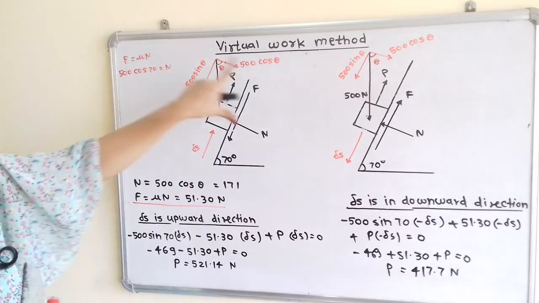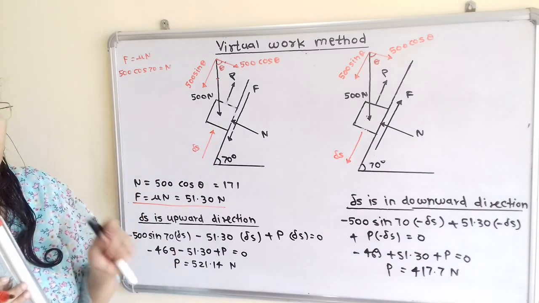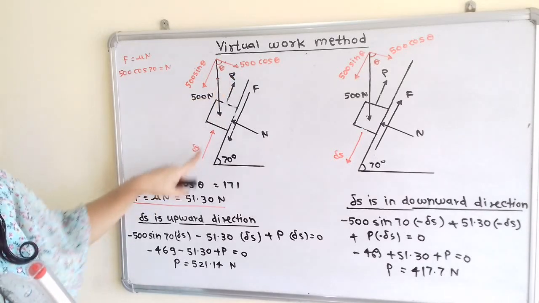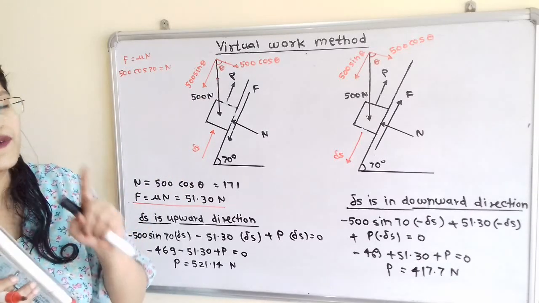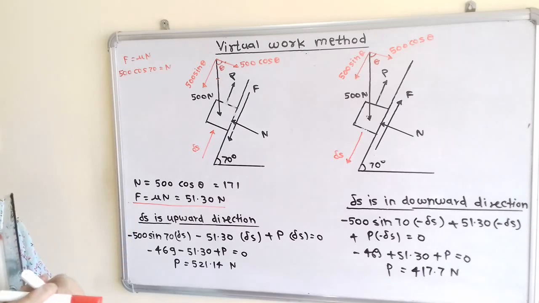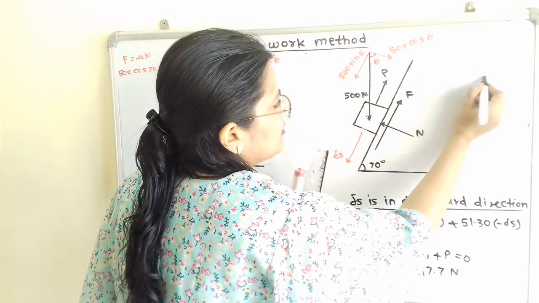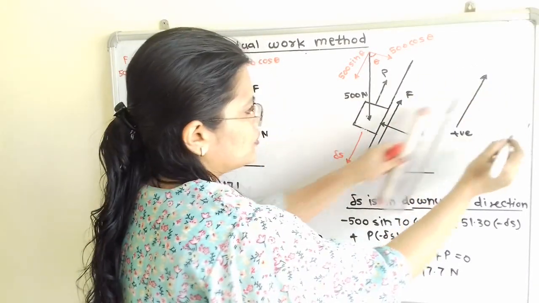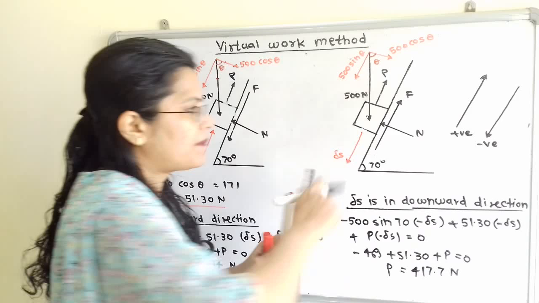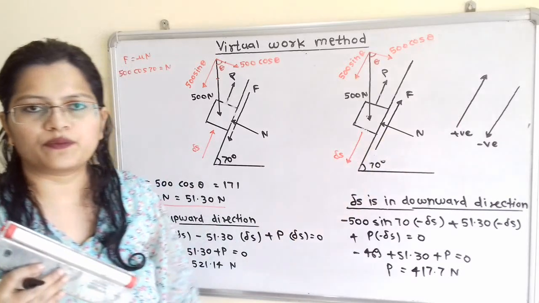Now we will consider the first case when delta S is in upward direction. Now here the sign convention is the important part. So the forces which are in upward direction parallel to the inclined surface, we will take positive sign. So we have to mention the direction of forces. So here the forces parallel to the inclined surface but in upward direction take positive sign. And at the same time forces in the downward direction which are parallel to the inclined surface, we have to take negative sign. So this sign convention is important.